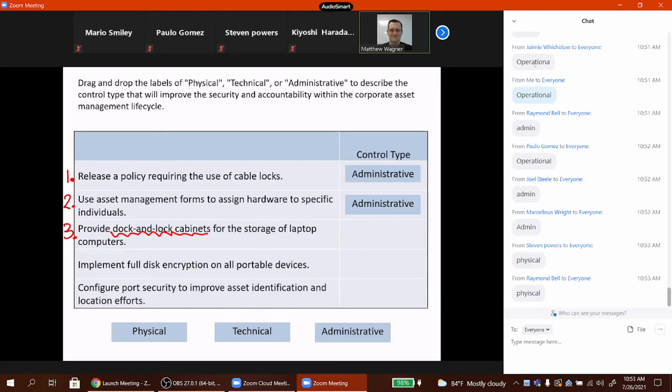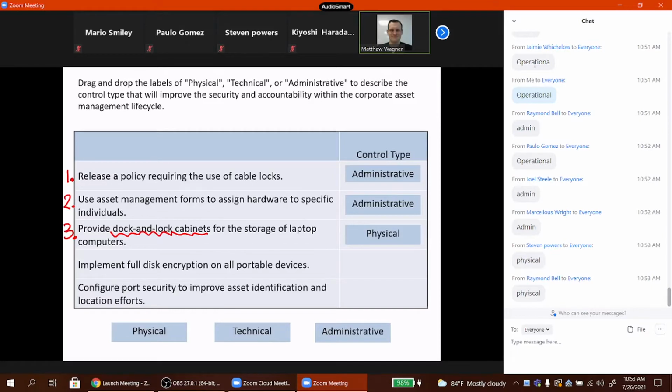The dock and lock cabinet does not try to persuade you to follow any guidelines in the same way that a form or policy might. It's just there. And only if you use it properly does it actually give you anything. This is absolutely our operational physical control.